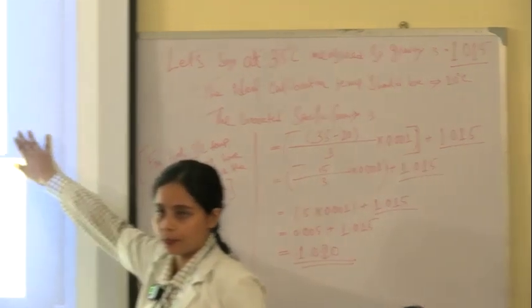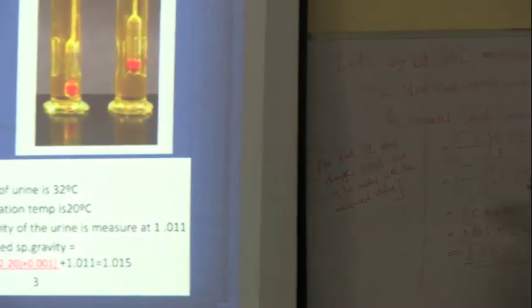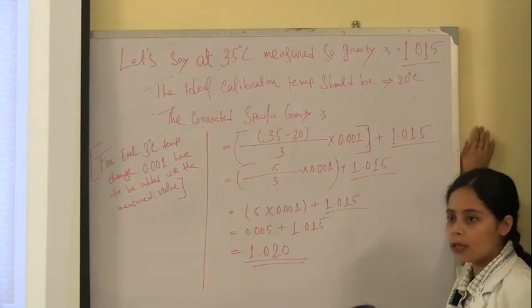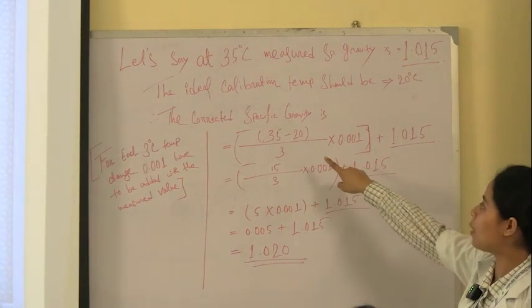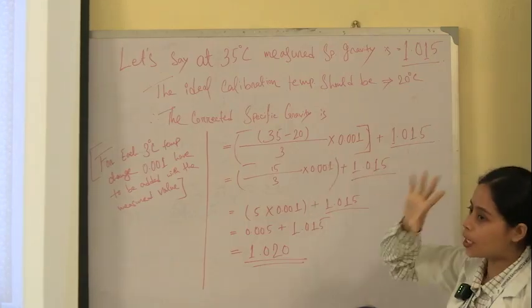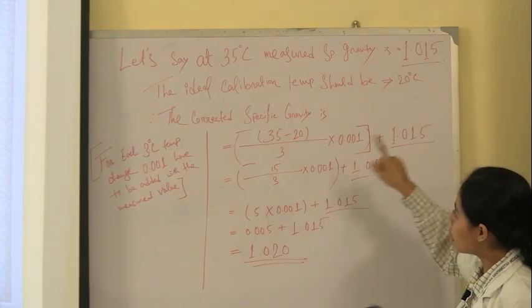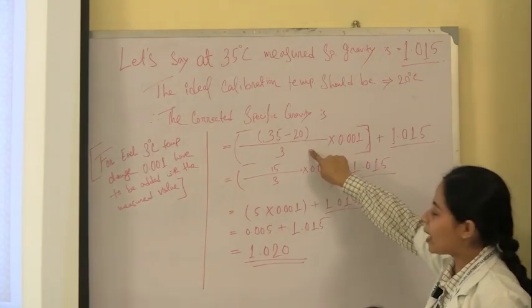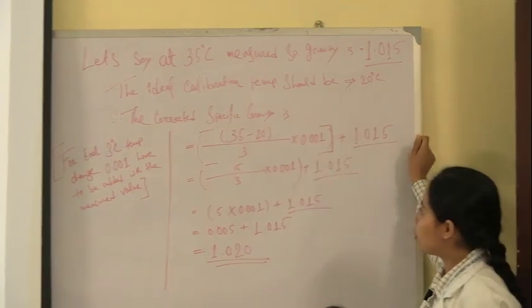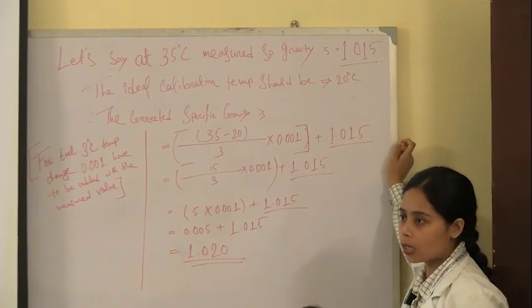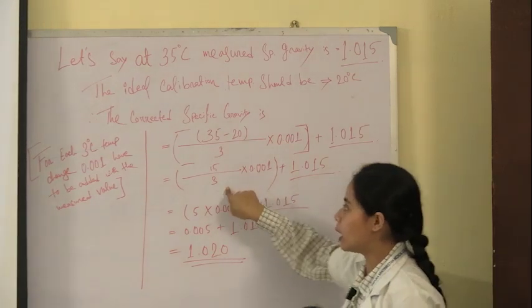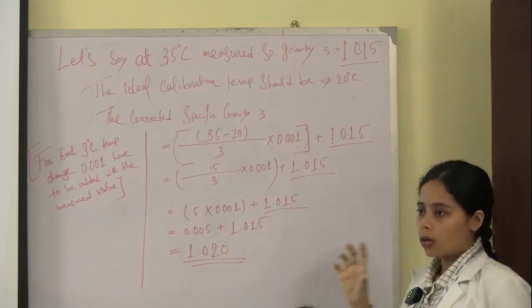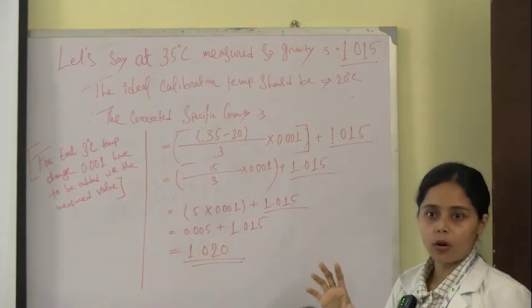So the corrected specific gravity will be, this is maths, you have to know a little bit of maths. 35 degrees is the room temperature where you took it. At 35 degrees we got 1.015. So 35 minus 20, the calibration temperature, gives 15 degrees. So 15 divided by 3, that is the 3 degree temperature change. Are you understanding or any problem?